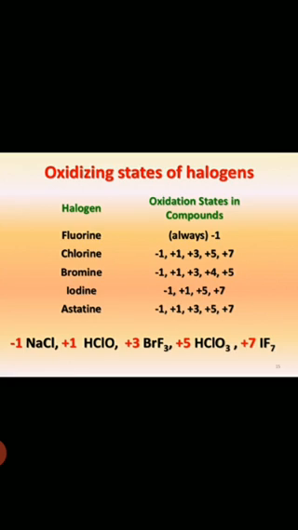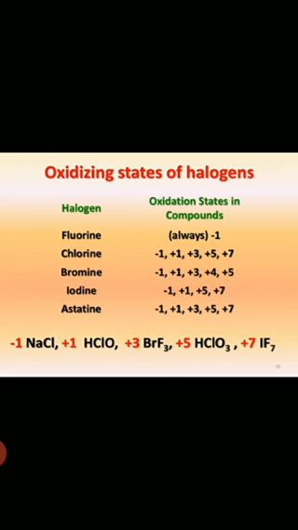So students, among the halogens, it's fluorine which shows only the -1 oxidation state. It doesn't show any other oxidation state. Whereas other members, chlorine will show negative as well as positive oxidation states, right? So the other elements show the positive oxidation states of +1, +3, +5 and +7.